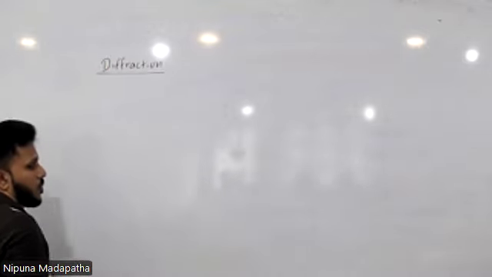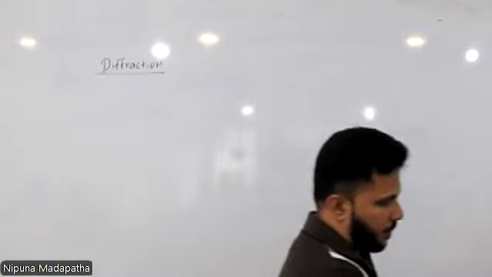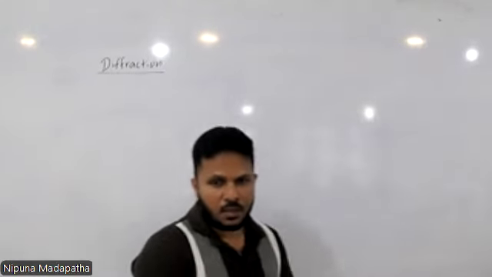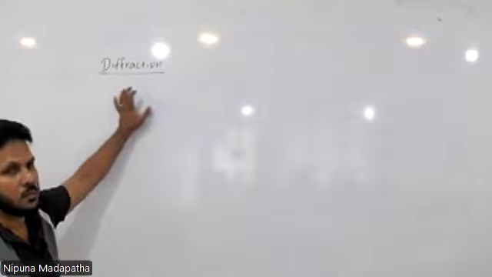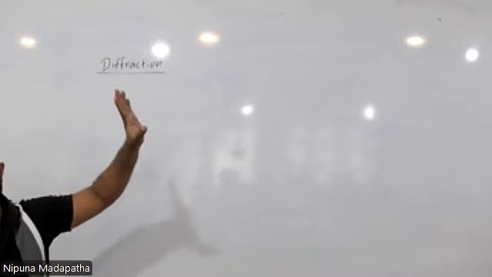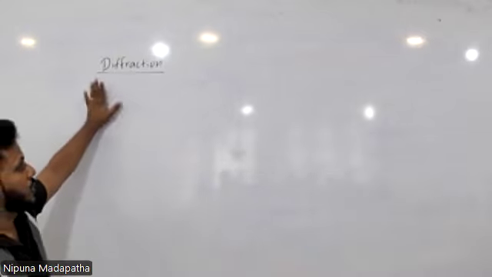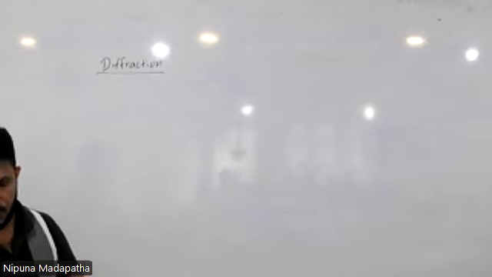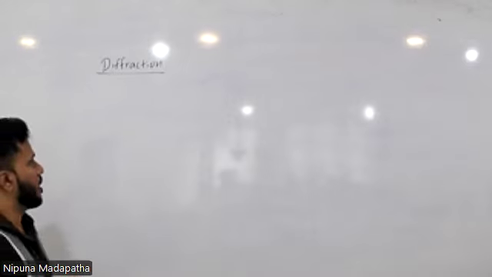So we start from diffraction. These properties are together, right? But interference, reflection, diffraction, each of these. Diffraction.